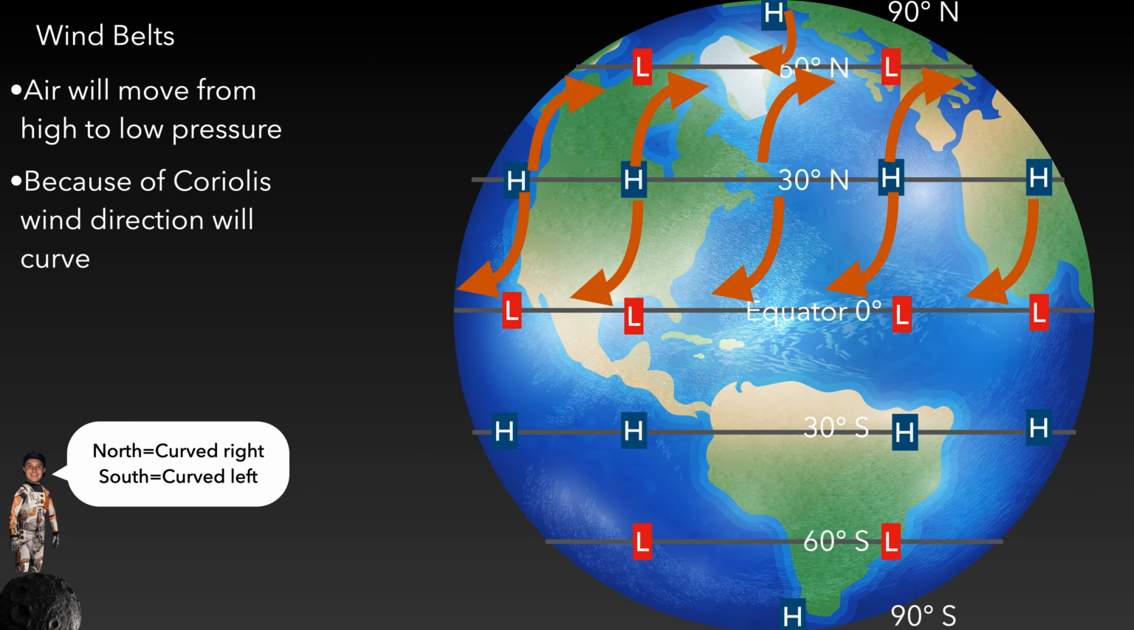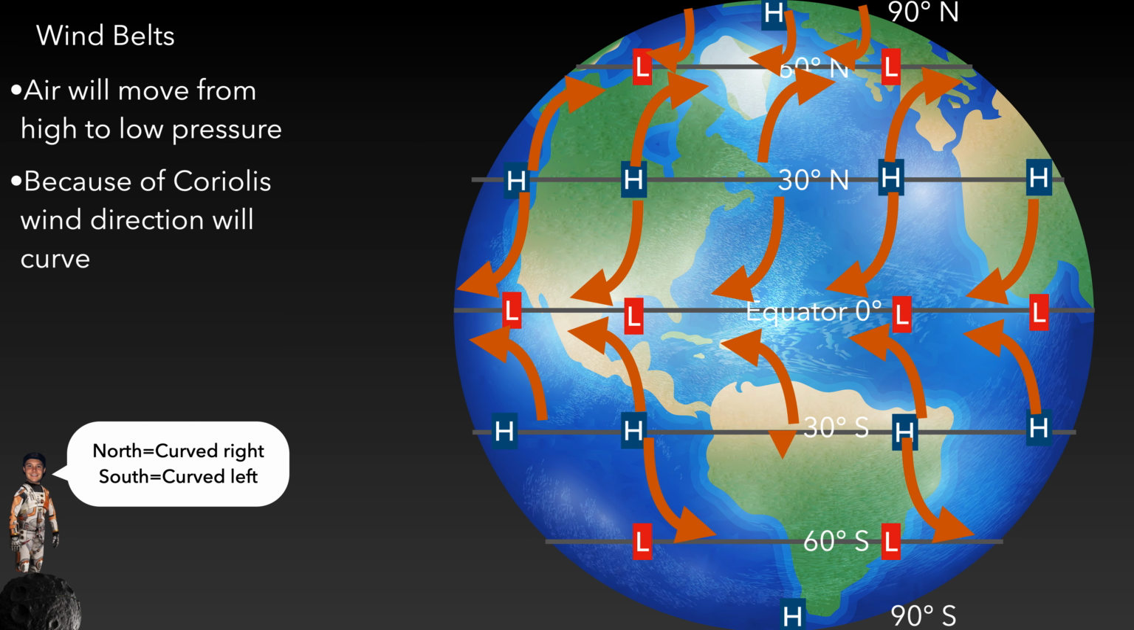And then down from the North Pole, again, it's going from high to low, and you see a right-hand curvature or deflection of that wind. These represent the basic wind belts across the northern hemisphere. Now, something similar will set up across the southern hemisphere. The only difference is that the wind is going to be deflected to the left because you're in the southern hemisphere, and that's the direction the Coriolis effect will have on those winds.